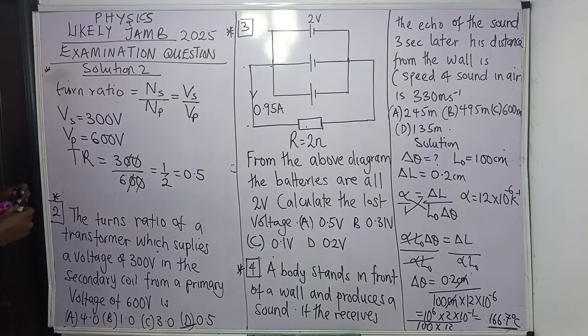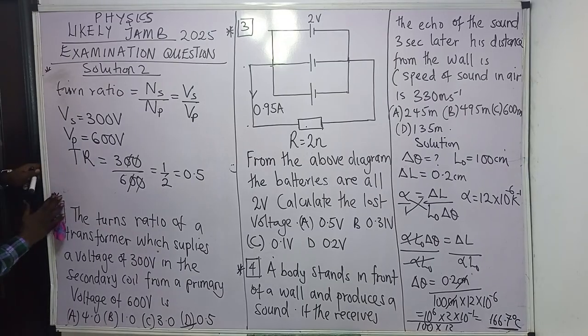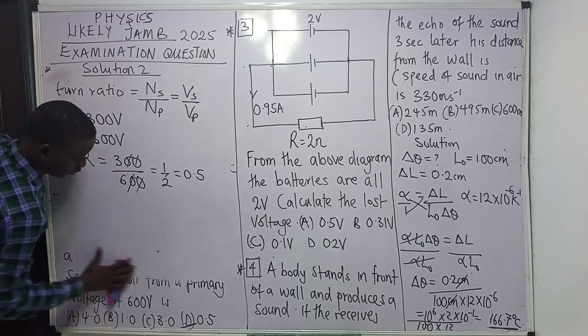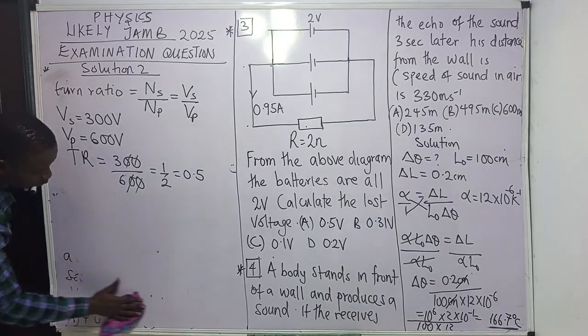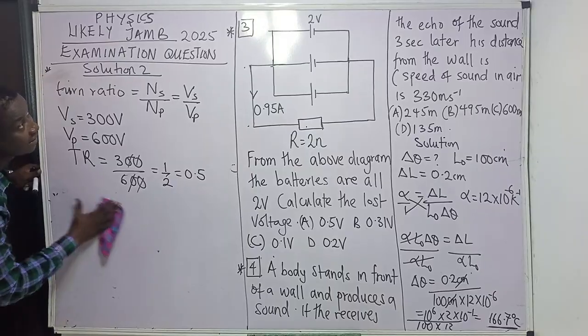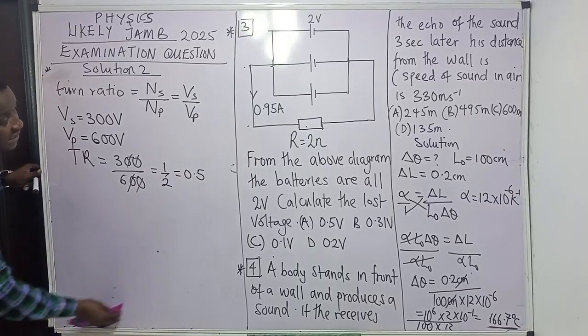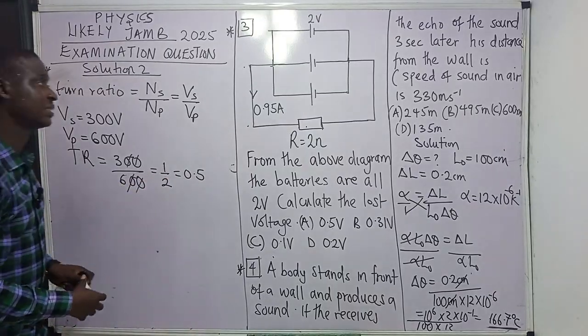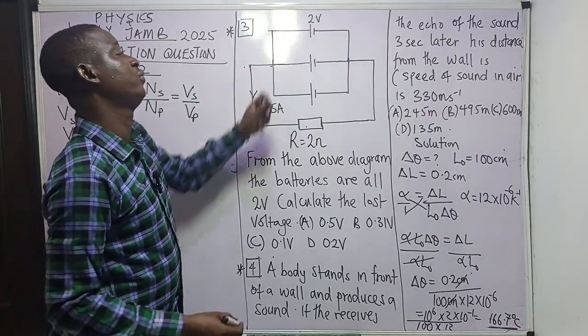Now we go to the next question, which is number 3. What is number 3 saying? Number 3 is saying they gave us a circuit, and that circuit is what? They gave us 2 volts.